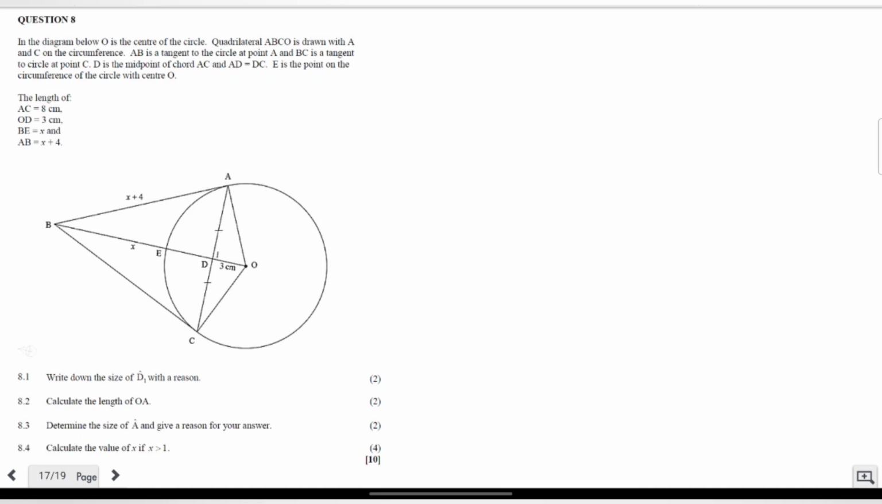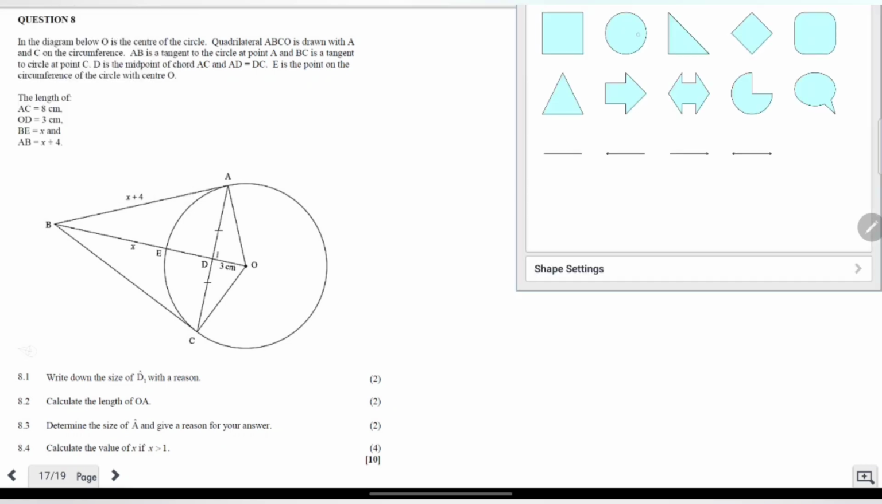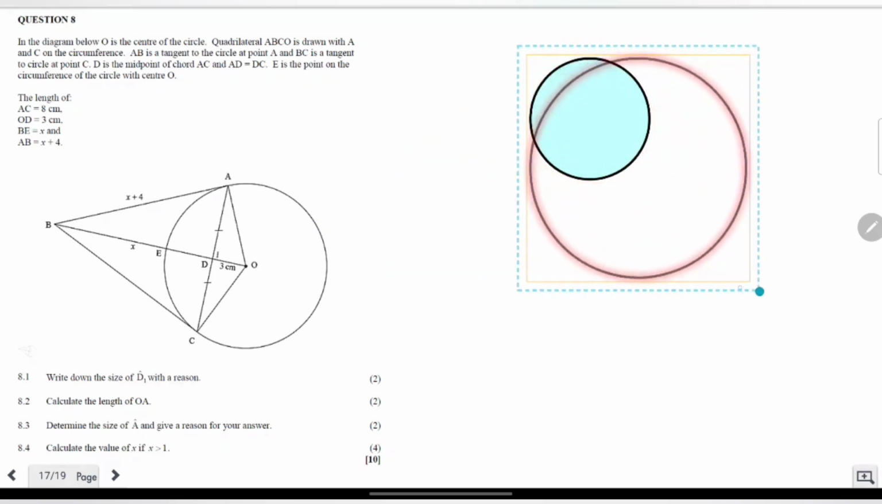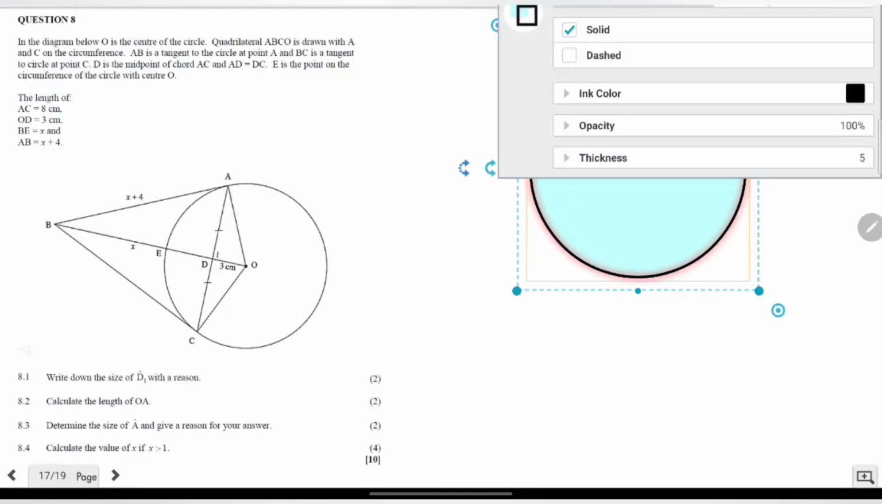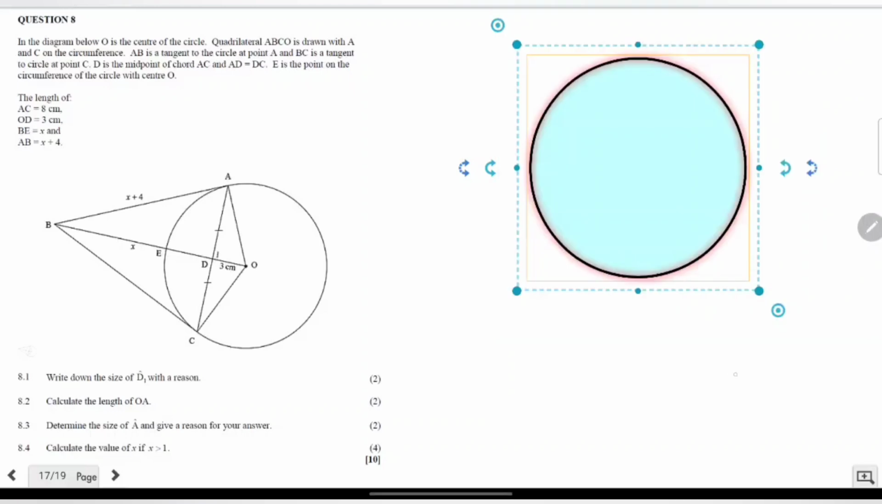Okay, let me draw a circle and then I will explain what are the things that is needed for doing this question. Okay, let me go add shape, take a circle, make it a little bit bigger, then let me change that color. I think it's fine now.